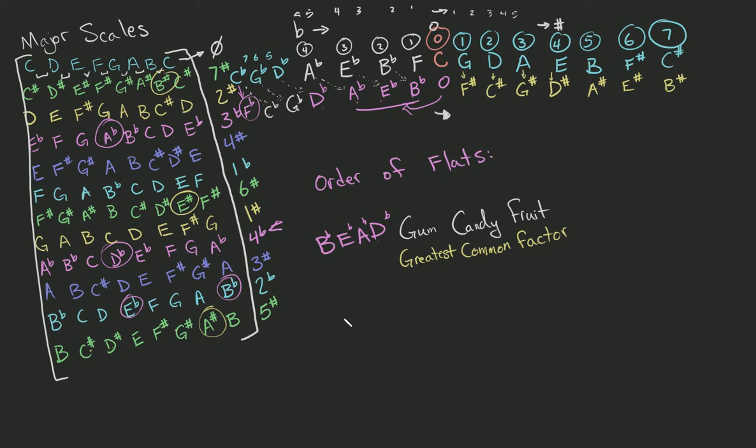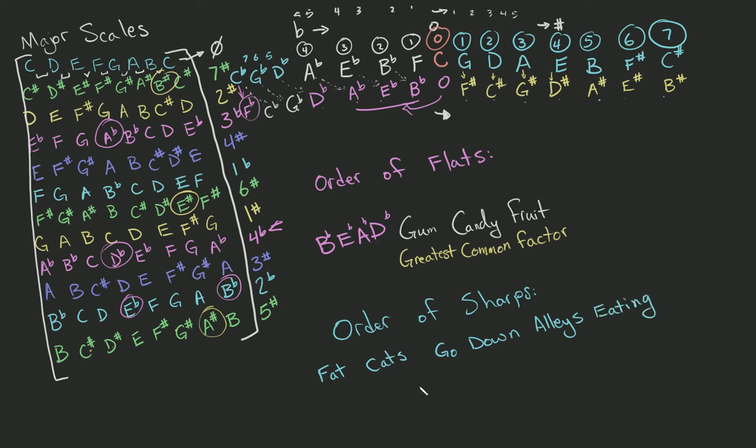And then we have the order of sharps. And here's the one I learned, fat for F, right? F sharp, we're doing these right here. This is going to be fat, cats, go down, alleys, eating, bananas.